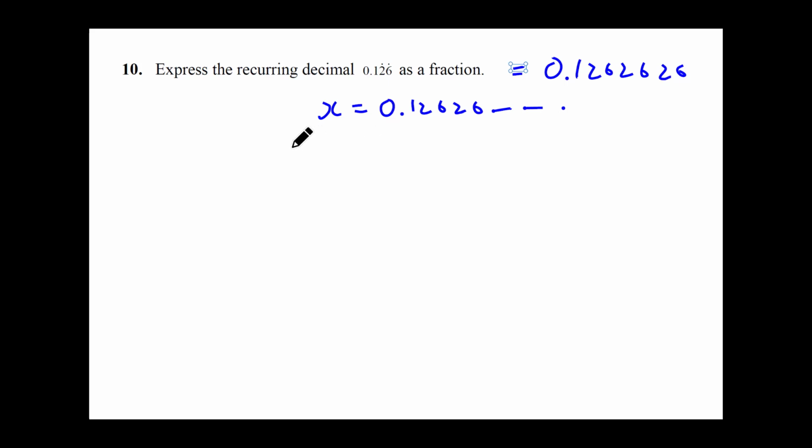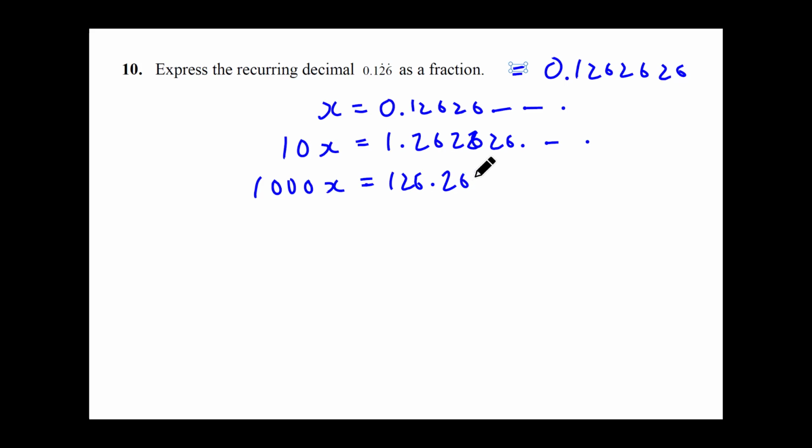Now we want to multiply by 10 so that we get 1.2626. Now bear with me. Can you see these decimals do not cancel out nicely? So we need to multiply by 1,000x so we can get, I'll show you, 126.2626.